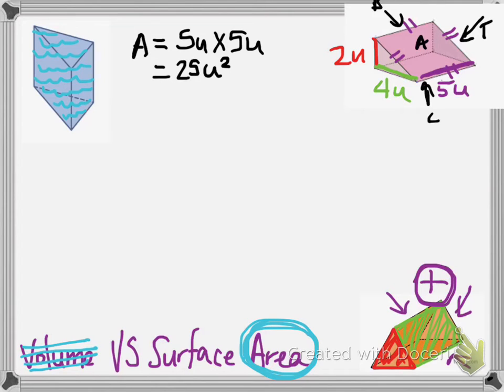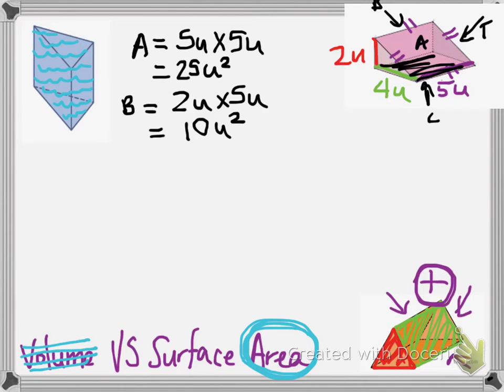Now let's calculate B. B is this rectangle along the back side. What are the dimensions? You can see that it is 2 units by 5 units. So I've got 2 units times 5 units, and that is going to give me 10 units squared. Beautiful.